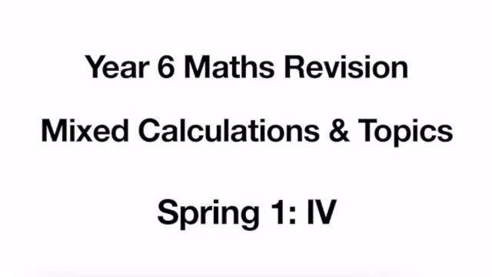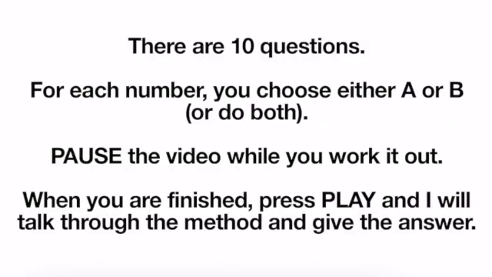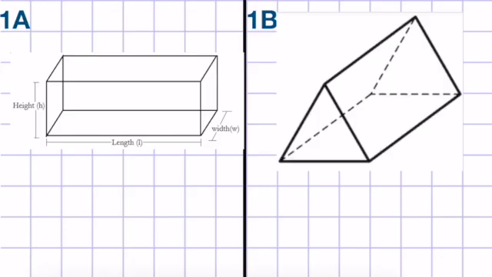Year 6 Maths Revision, Mixed Calculations and Topics, Spring 1, Part 4. There are 10 questions. For each number, you choose either A or B, or you can do both. You pause the video while you work it out. When you are finished, press play and I will talk through the method and give the answer.